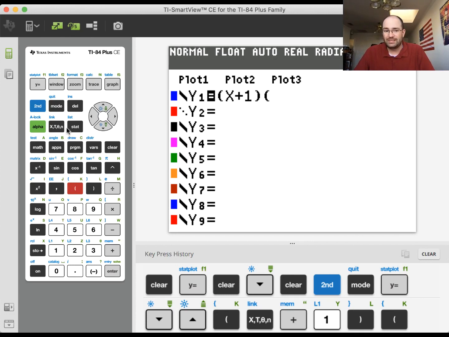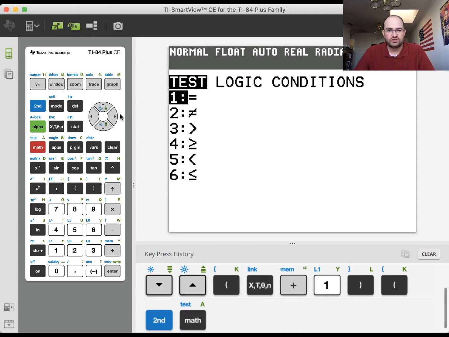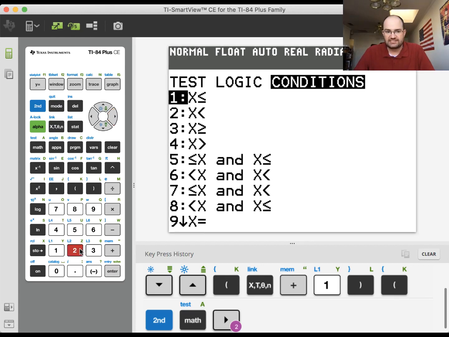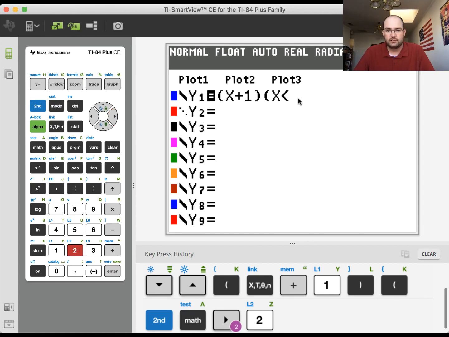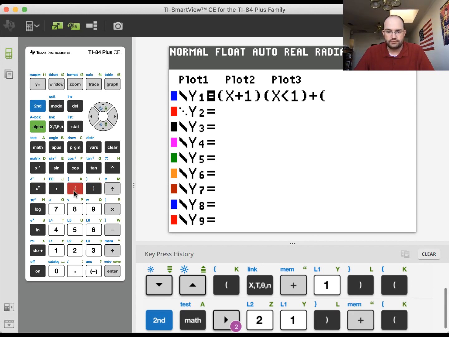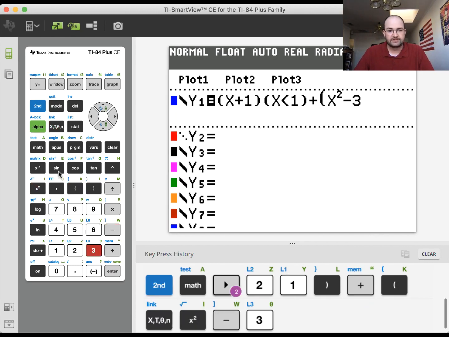Now to do that, you don't start with the x. That's not what we need. Press second math and then go to conditions. We want x, and it's just less than, so it's that second condition. So x is less than, and now we want just the number 1. Close parentheses. And then plus, and then open a new parentheses and write down that second definition, which was x squared minus 3x plus 4.